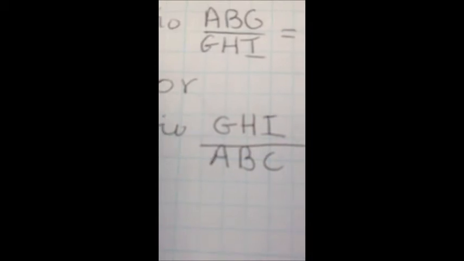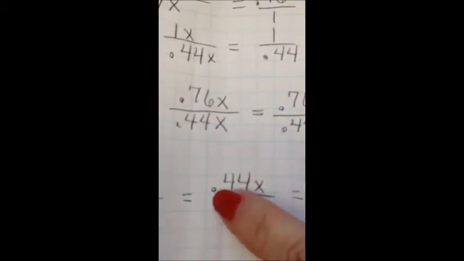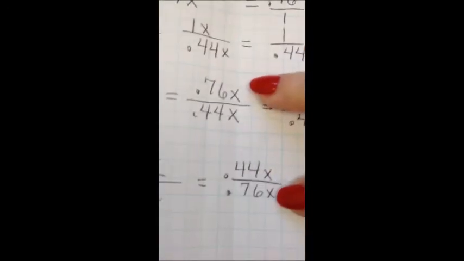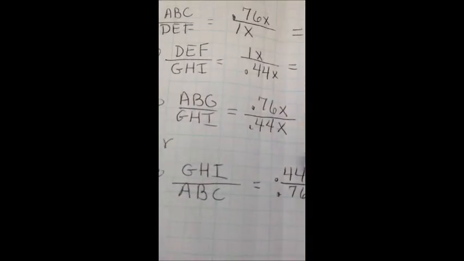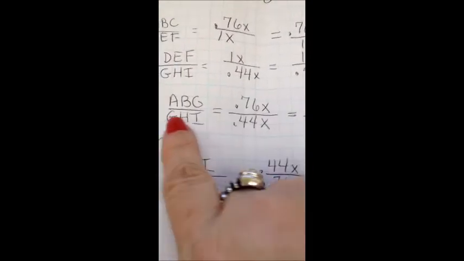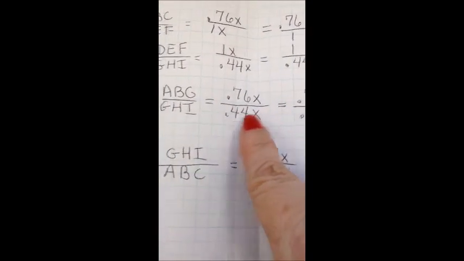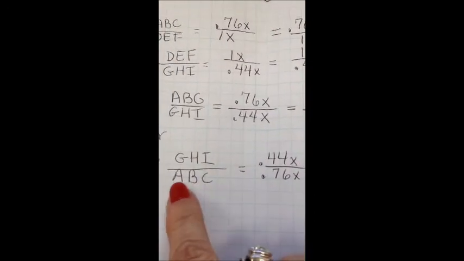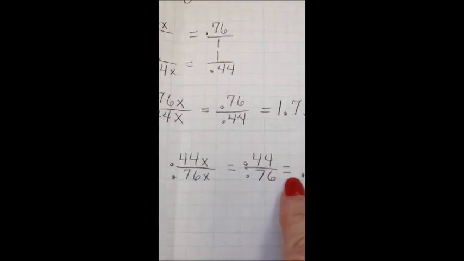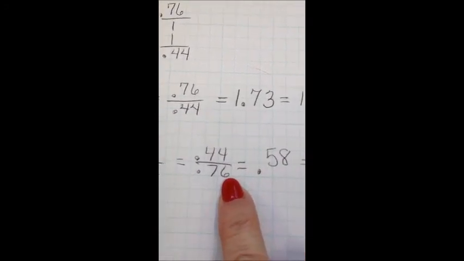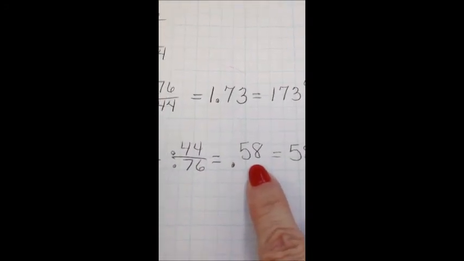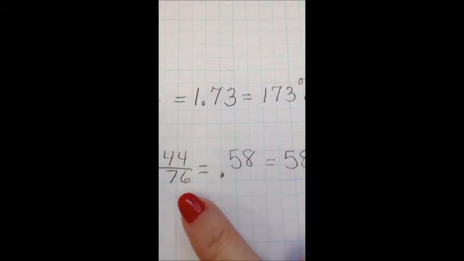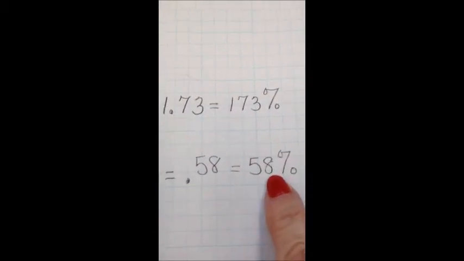Now, likewise, when you're doing the GHI to ABC, now GHI is the 0.44, so it goes on top now. So see, these two ratios, the numbers are the same, it's just the triangles are switched. Remember, we just keep everything on top is the same there, on the bottom is the same there. So in this triangle, it's GHI is 0.44x, ABC is 0.76x. Again, the ratio is 0.44 to 0.76. Divide those, the top divided by the bottom, and get 0.58, or 58%.